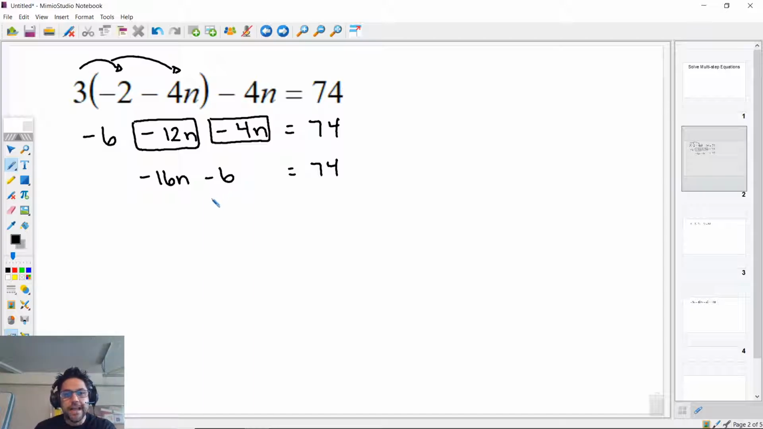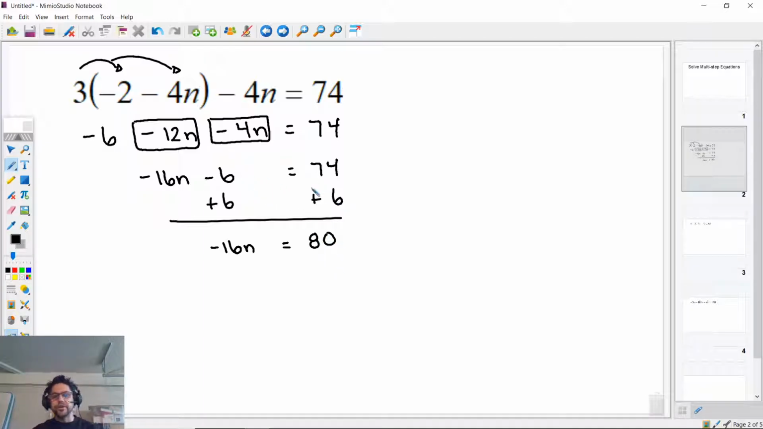I'm going to go ahead and add 6 on both sides. So that's going to give me negative 16n is equal to positive 80. And again, if you notice, it's just the same steps over and over from the previous review. Going to divide by negative 16. So the only thing new that we did on our multi-step primarily was distributive property and combine like terms. So n is equal to negative 5. Still being careful with those signs.